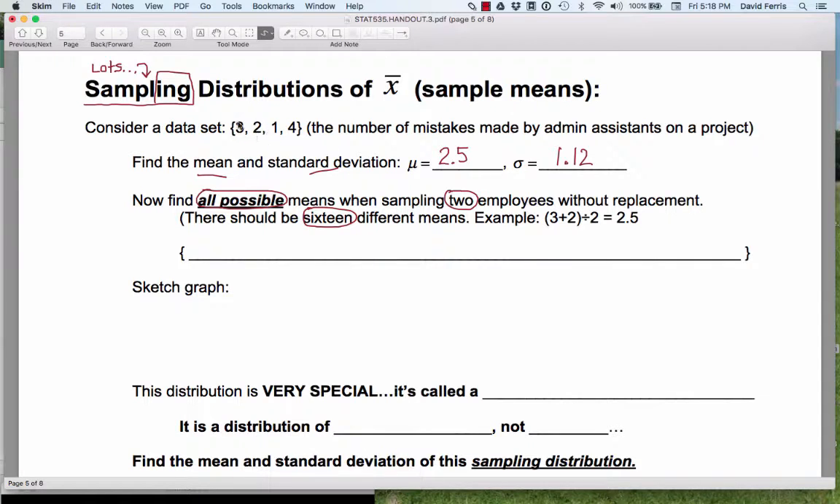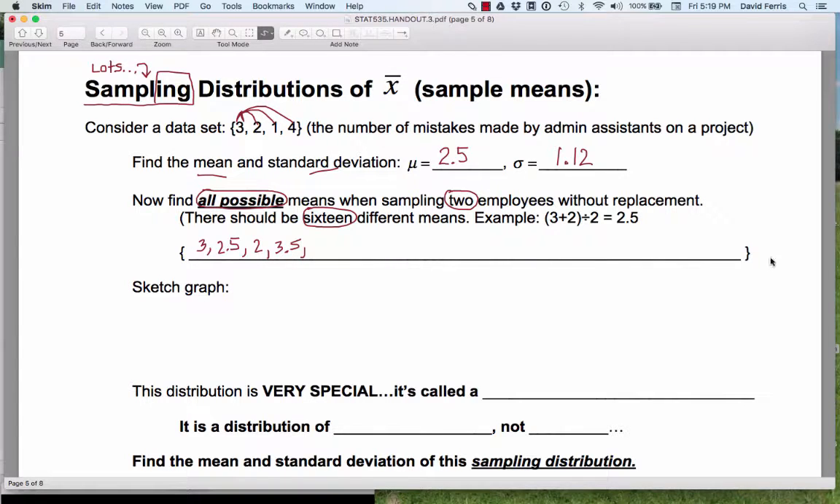If I were doing this by hand, I would do it sequentially so I don't forget any. For instance, we could pick 3 and 3, 3 and 2, 3 and 1, 3 and 4, and each time we would be averaging them. If we put 3 and 3, averaged, you get 3. 3 and 2 gives 2.5. 3 and 1 gives 2. 3 and 4 gives 3.5. And you would do that for all 16 of them.